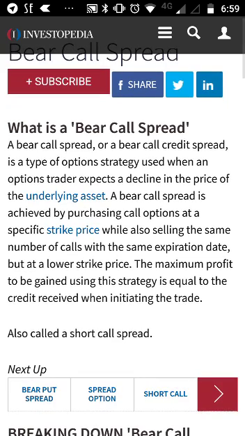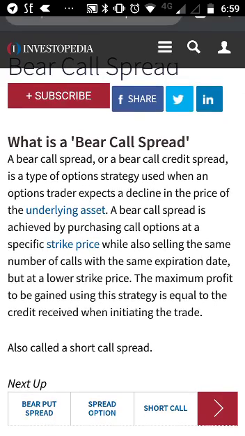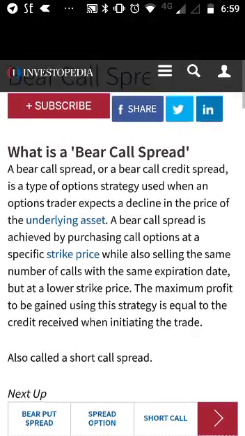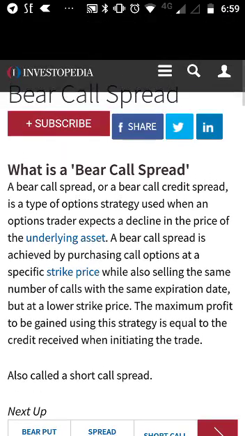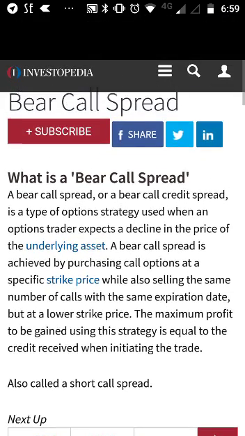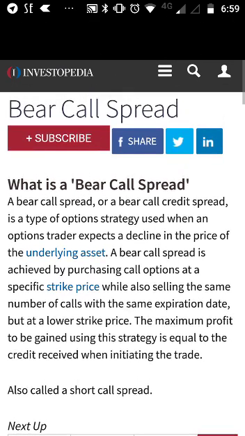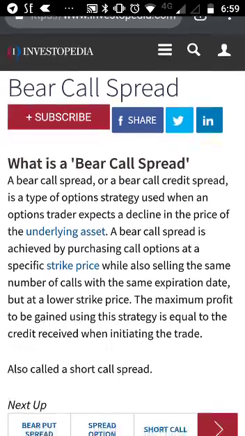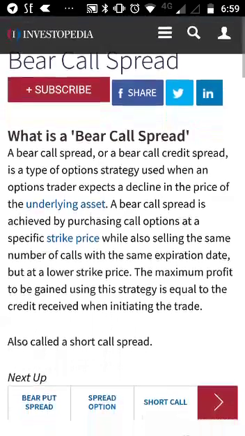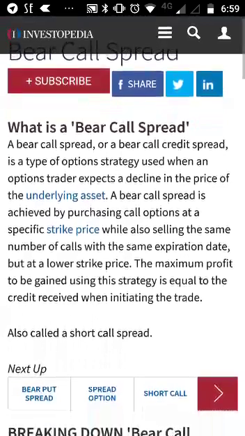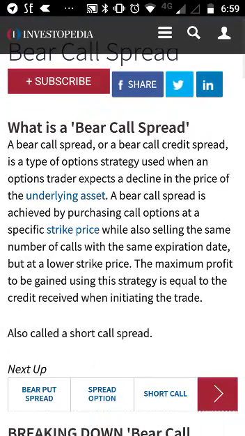Whenever you sell options, your risk is potentially unlimited if the stock or the asset goes in the opposite direction. So what spreads do is they protect your capital, and the risk will not be unlimited anymore.